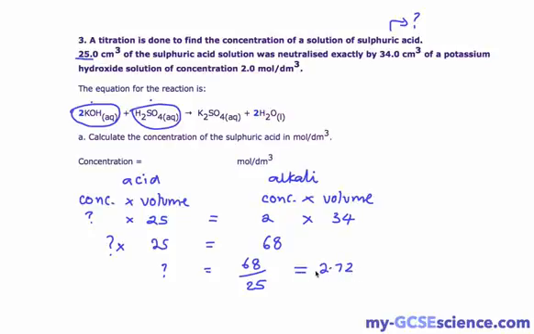2.72. Now that's our answer, but remember it's not our final answer because we have 2 quantities of potassium hydroxide reacting with 1 quantity of sulfuric acid. So what we have to do is actually half that figure, and when we half that figure we get 1.36, and that's the concentration that we want in moles per decimeter cubed. So the unit is moles per decimeter cubed there, and that's our final answer for that question there.